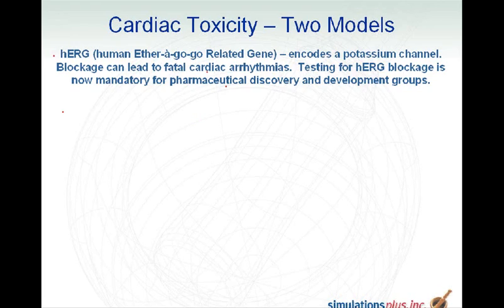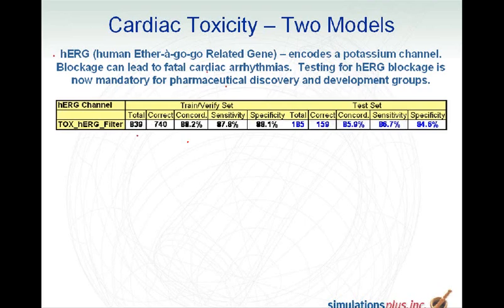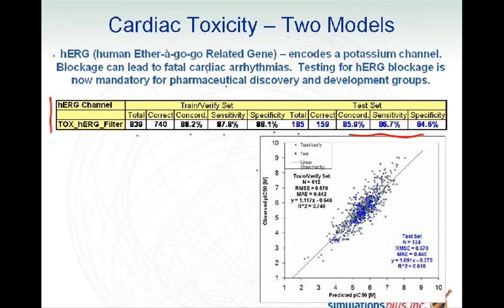So the first model we have is a classification model. There were 839 compounds in the training set and 185 in the test set. And for each one of our models in our user manual, we'll show the statistics, a similar table to this one for each one of the models. The concordance, sensitivity, and specificity were very high for the training set and similarly for the test set. So this is a nice predictive model.